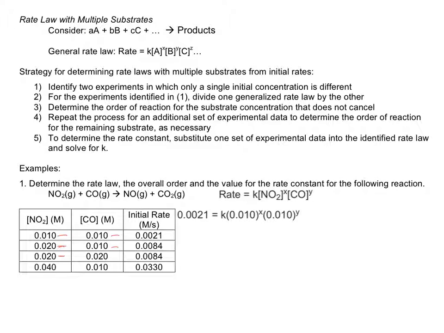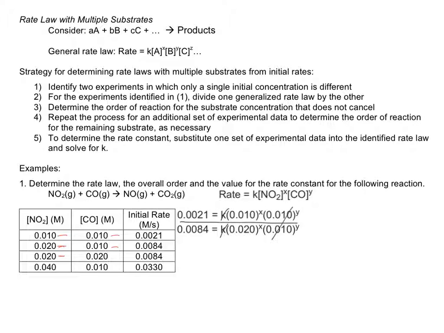All right, and then for the second row, we get 0.0084 is equal to K times 0.020 to the X times 0.010 to the Y. And now when we divide our 2 equations, not only are the K's going to cancel out, but the concentrations from the CO, which are to the Y power, that's also going to cancel out. So the only thing we need to solve for once we do that is the X.